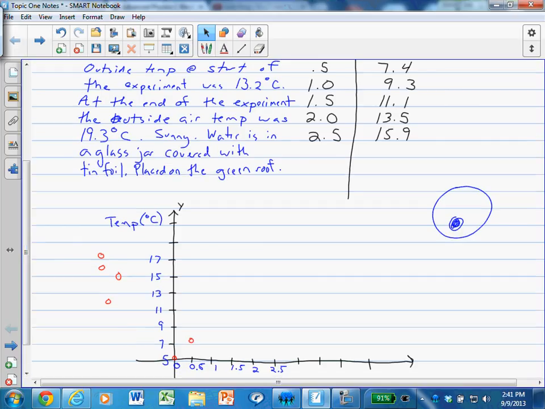So we've all plotted up data before, so that's no big deal. 1, 9.3. 1.5, 11.1. 2, 13.5. And 2.5, 15.9.